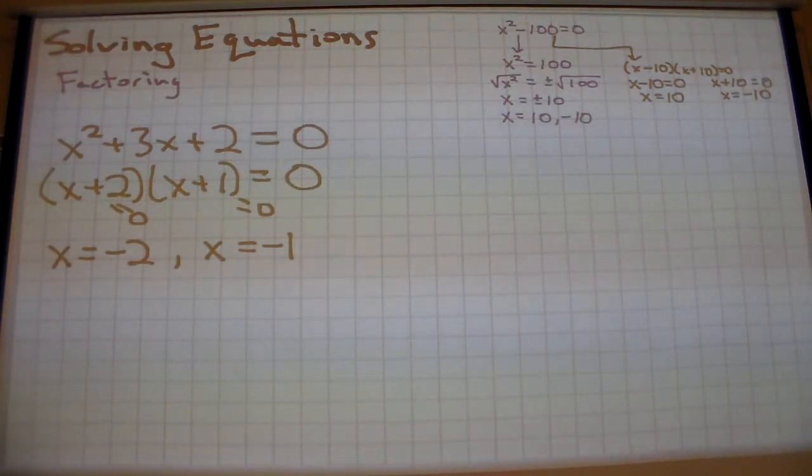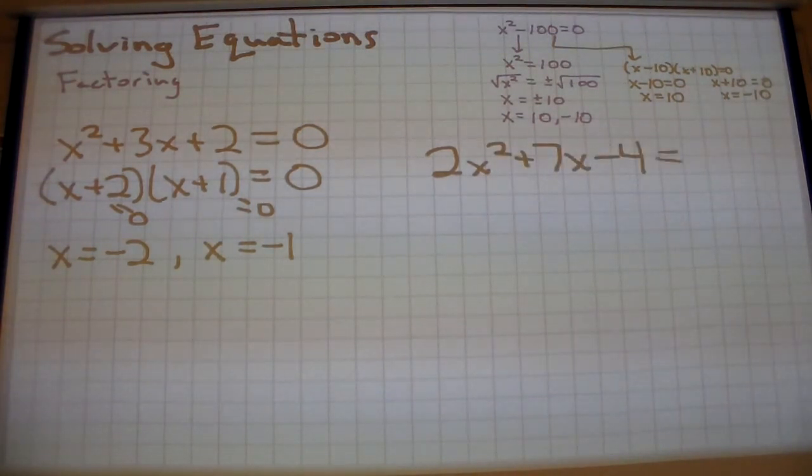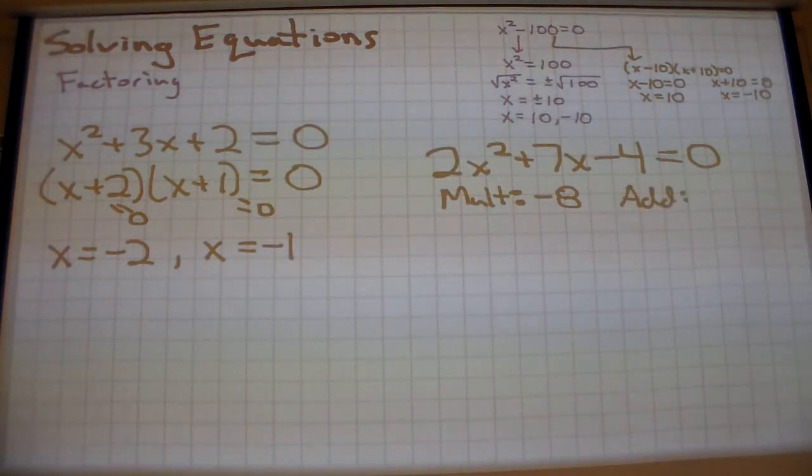Okay, what if we went 2x squared plus 7x minus 4 equals 0? I'm looking for ways to multiply to what? 8 and 1. Negative 1 and positive 8. Okay, so negative 8, right? Add to 7. You said what? Negative 1, positive 8? Yeah. Oh, wait, yeah, you're right. Okay, multiply to negative 8, add to 7, negative 1, positive 8 would work. The way we did this is we don't make it x minus 1, x minus 8. We then split the middle term.